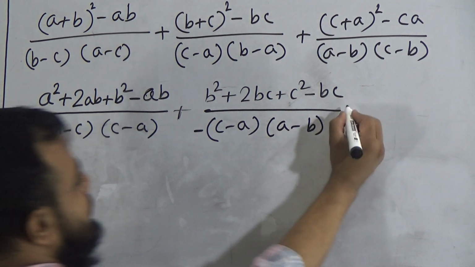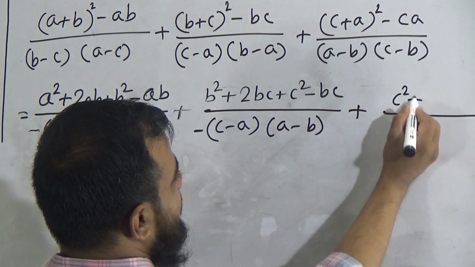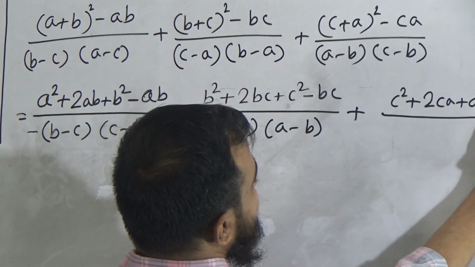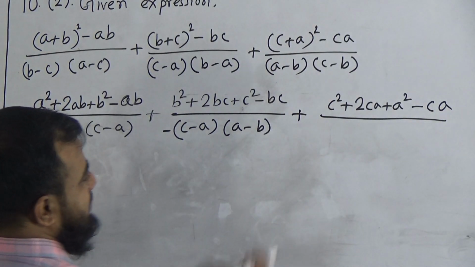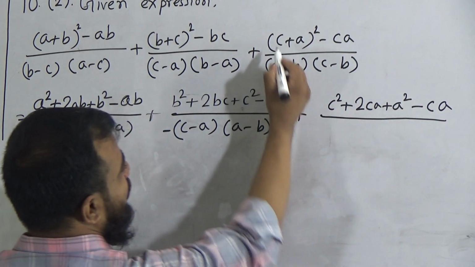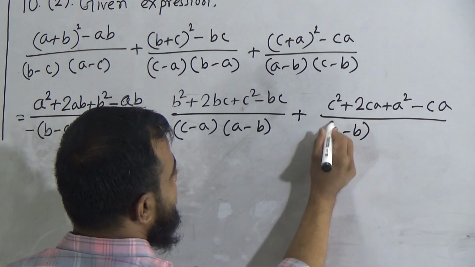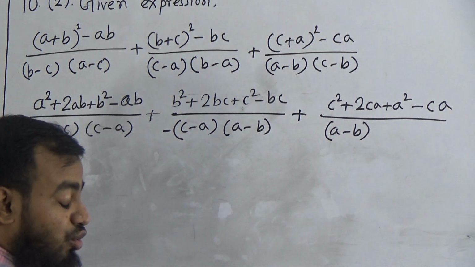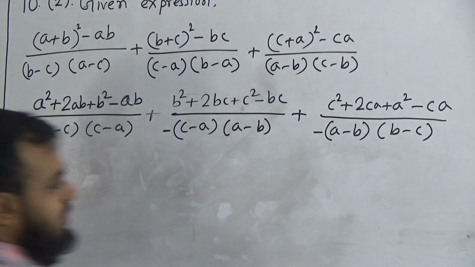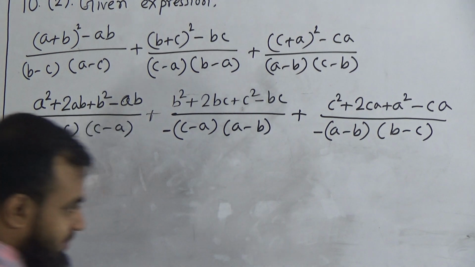Like this we should write the third one also. (c plus a) whole square means c square plus twice ca plus a square, minus ca remains unchanged here. This is the formula of (c plus a) whole square. In the denominator, a minus b remains unchanged, and c minus b is anti-clockwise, so we write b minus c and put a minus sign before, because c minus b is equal to minus (b minus c).